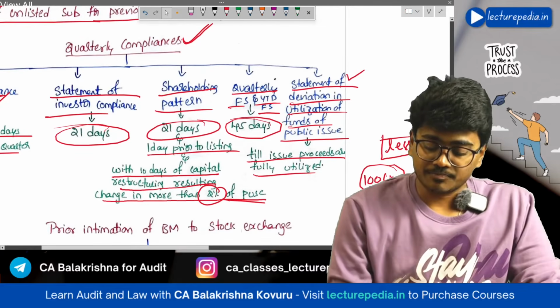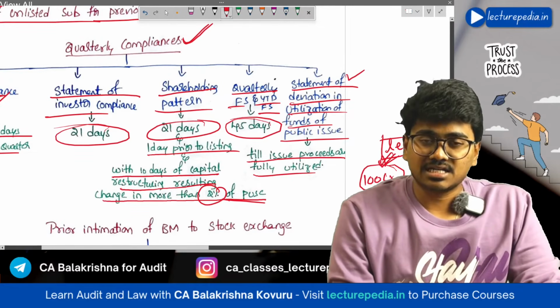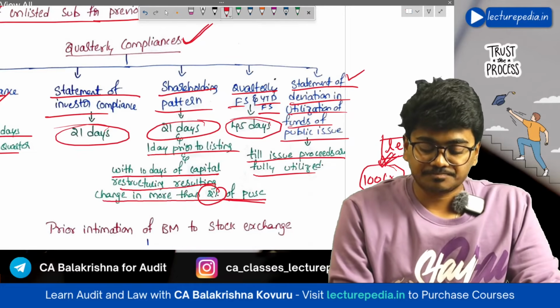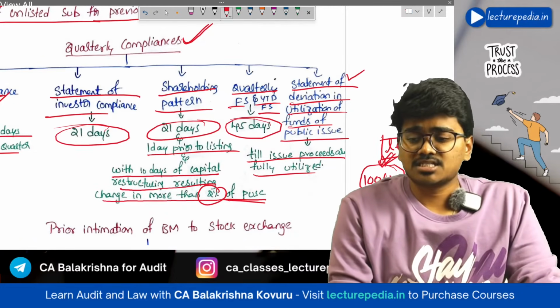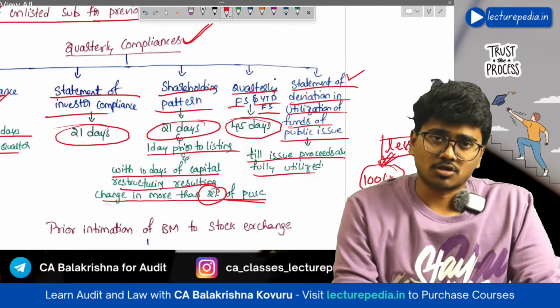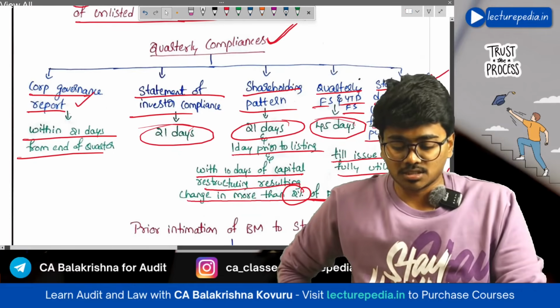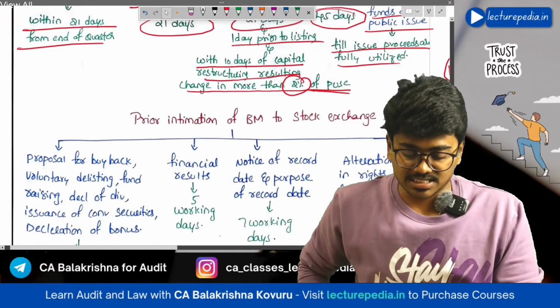Now, till the time you completely utilize this 100 crore for the factory construction, you have to submit this statement of deviation in utilization of funds to the stock exchange on a quarterly basis. Hope that is clear. These are the quarterly compliances that have to be done.